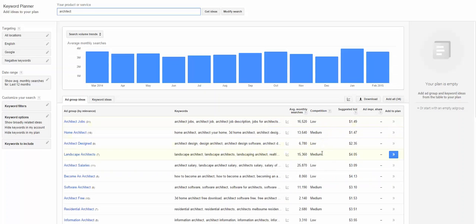Then also we'll look briefly here, you see there's competition. This shows you just how many other people are competing for those same terms, and this is from a planning standpoint if you're intending to run a Google AdWords campaign, for example.